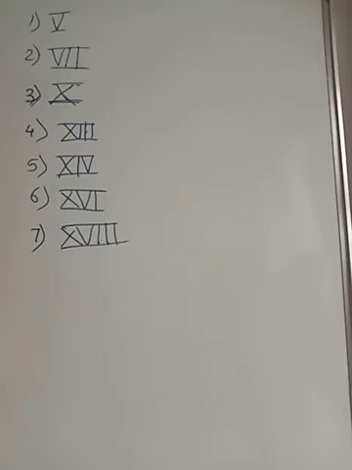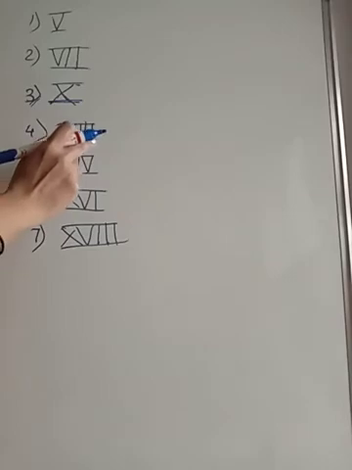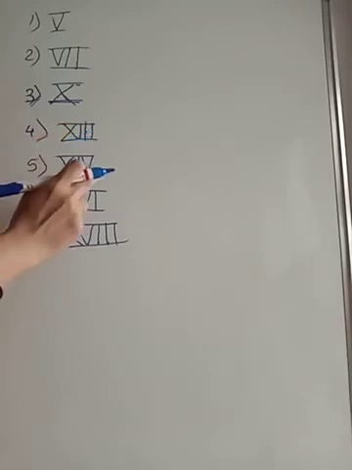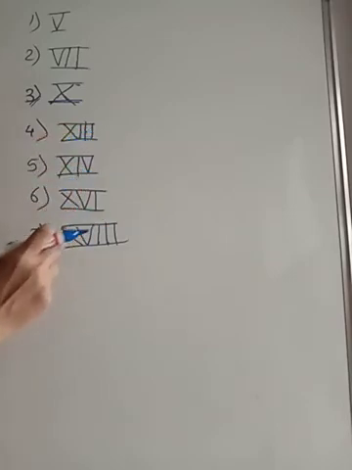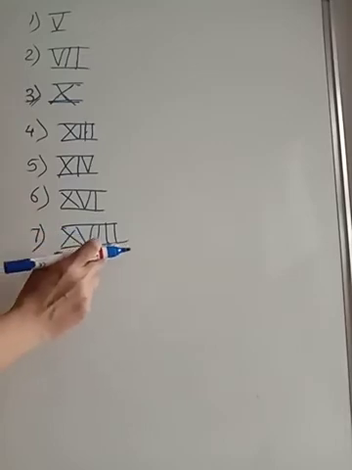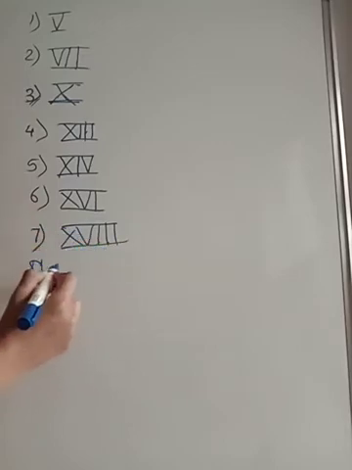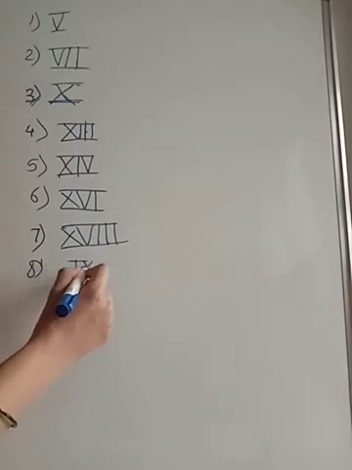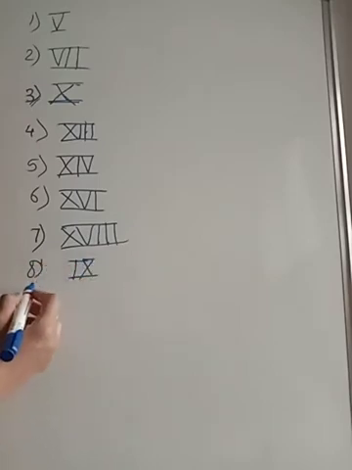Today we will see the second question: write the following numbers using international numerals. First we write these numerals. The first one is V, second is VII, third is X, fourth is XIII, fifth is XIV, sixth is XVI, seventh is XVIII, and eighth is IX. So we have to find all these numbers.